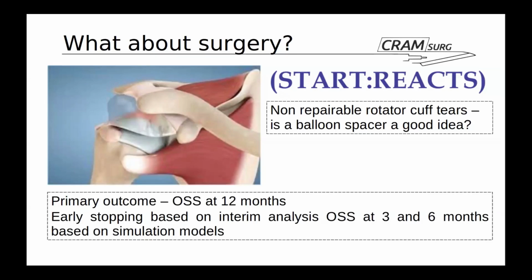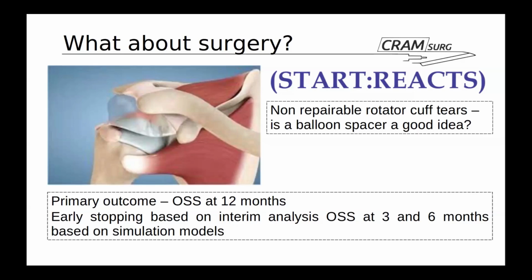So a group of researchers designed this particular study where for non-repairable rotator cuff tears, they will put in one of these balloon spacers versus not putting in a balloon spacer. And the primary outcome will be an outcome questionnaire called the OSS at 12 months. They embedded what they describe as adaptive technology or adaptive design based on simulation models, whereby if the OSSs at 3 and 6 months are convincing enough that the treatment is working, or convincing enough that the treatment is actually not working, the study can be stopped.